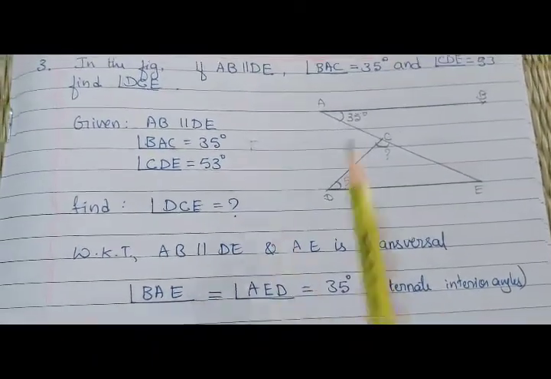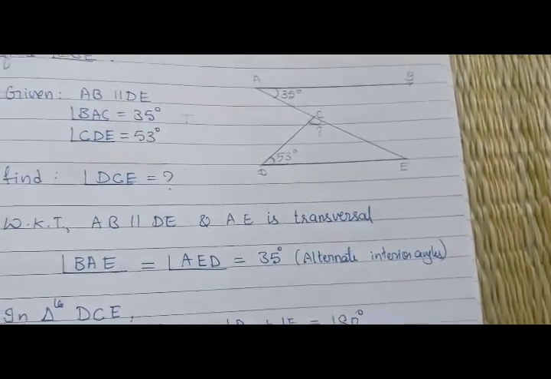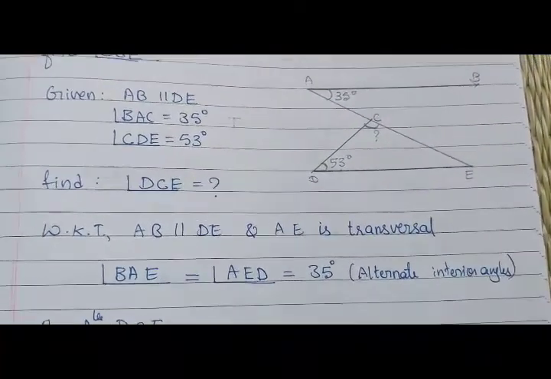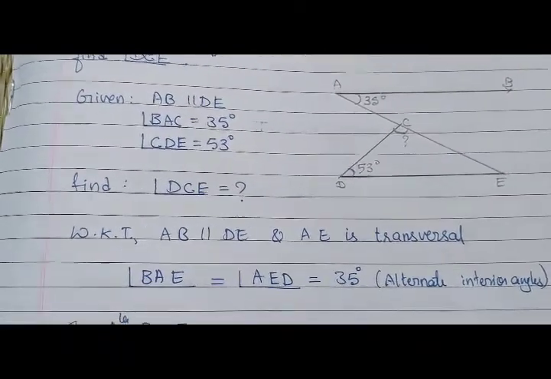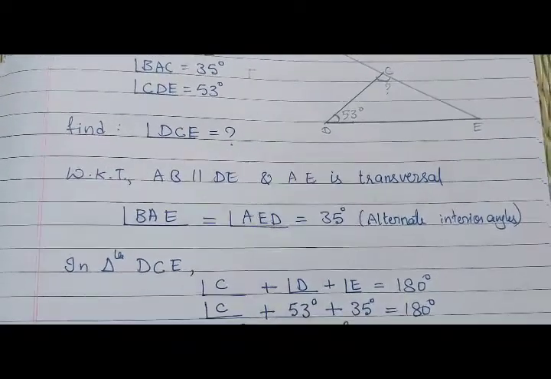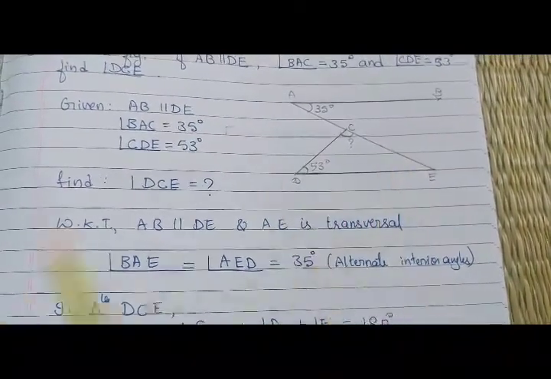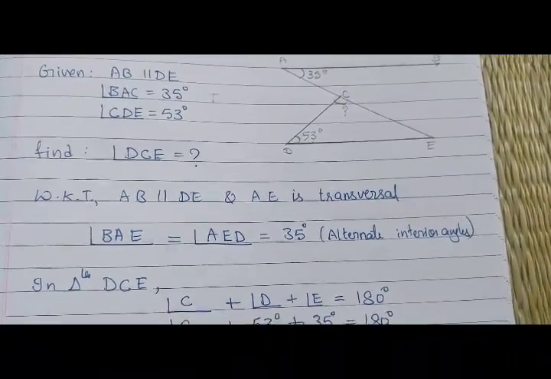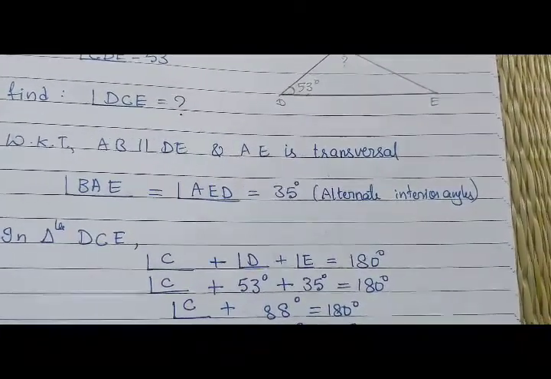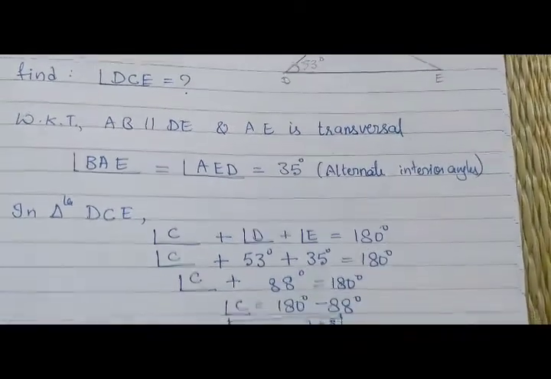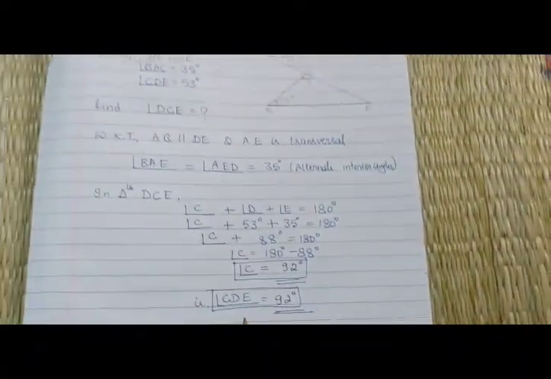We know that this is parallel to this and AE is a transversal. So when a transversal is drawn to a pair of parallel lines, we can apply the properties here. So BAC is equal to AED, which is 35 degrees, because they are alternate interior angles. In triangle DCE, angle C plus D plus E is equal to 180. Substituting, we get C is equal to 92 degrees. Therefore angle DCE is equal to 92 degrees.